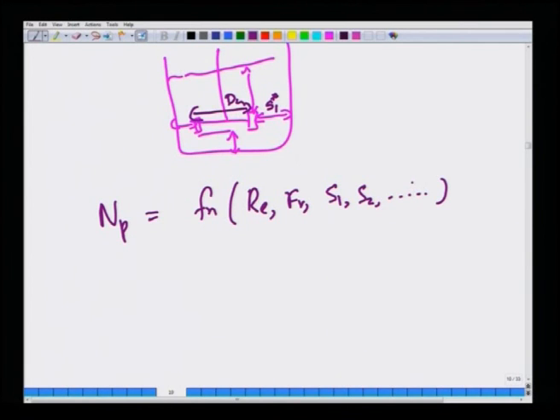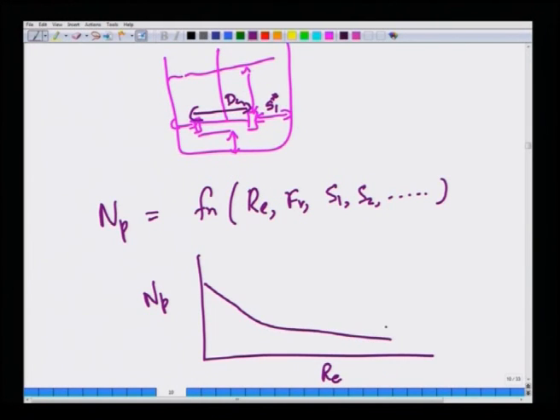Now, you can use experiments to correlate the power versus speed data, and then you will get various curves. So, these are the curves that are obtained experimentally, for different impellers and so on. Once these curves are obtained, and are there in the form of handbook, one can use this information to scale up impellers and mixing and agitation vessels from lab scale to prototype insofar as the power requirement.